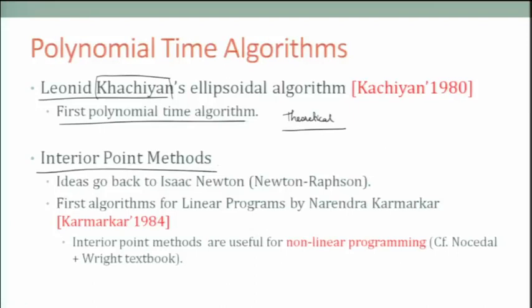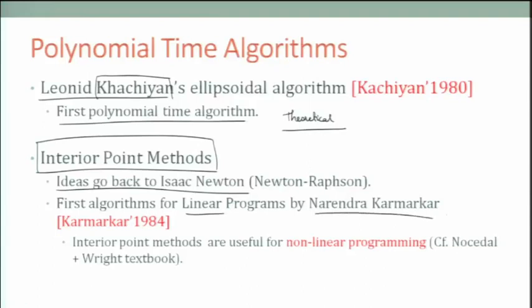So simplex still remains valid in spite of its exponential time complexity, and the other class of methods are interior point methods. These are based on ideas that go back to Isaac Newton, really old ideas in mathematics that were first brought to linear programs by the work of Karmarkar in the 80s. But interestingly enough, people knew about interior point methods for nonlinear programs long before Karmarkar came up with them for linear programs. And if you want to learn about interior point methods and nonlinear optimization, there's a great book by Wright and Nocedal, which is really good, and I highly recommend it.